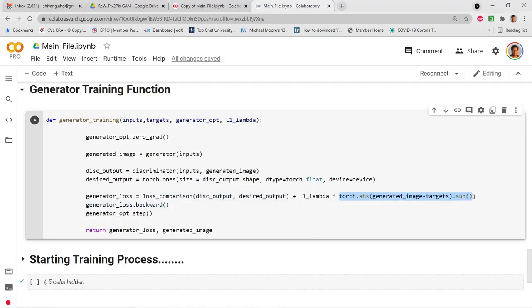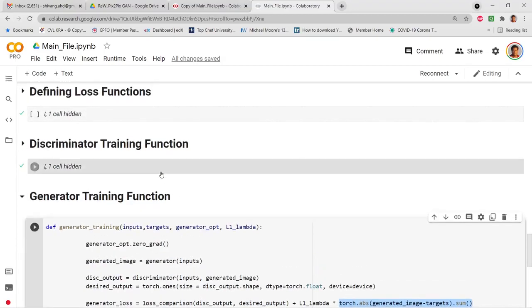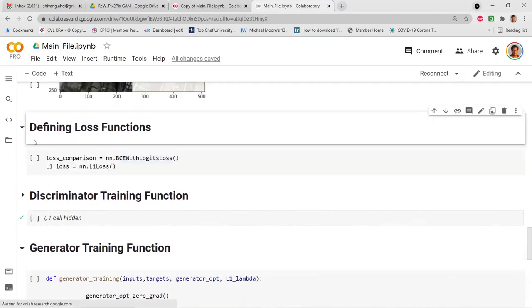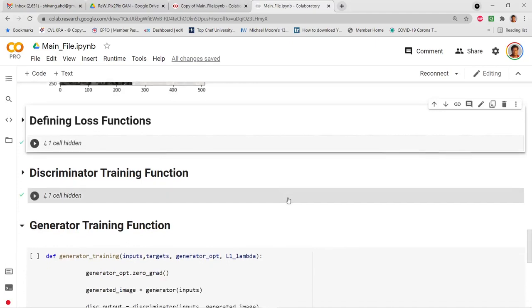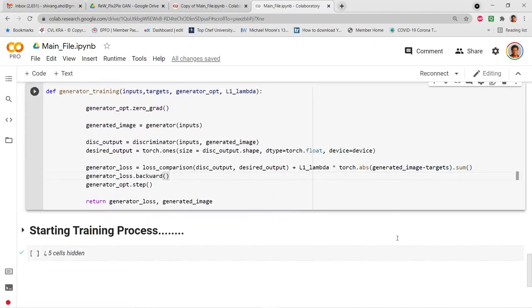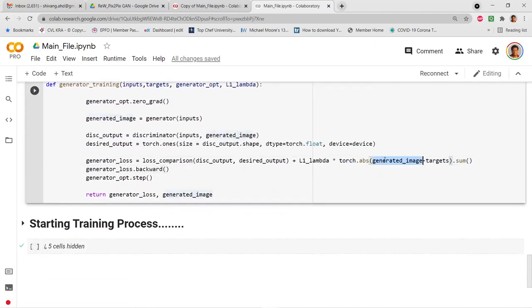I have not used nn.L1Loss here, which I defined earlier. I have used the absolute formula. You can see the generated image, whatever image is generated by the generator, minus the target, that is the pixel difference, then the absolute of that and the sum of that. This is nothing but L1 loss. So you can either use L1 loss or you can use this.